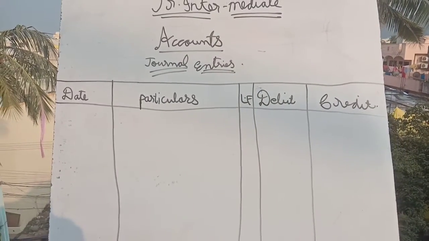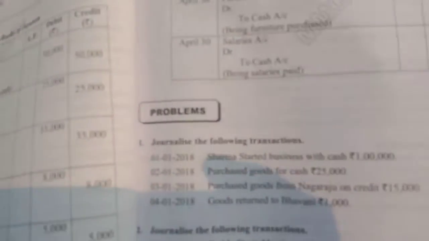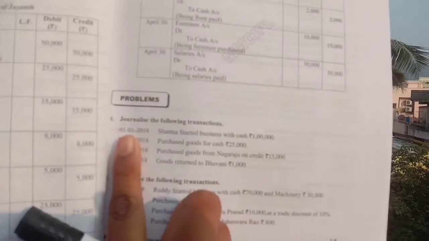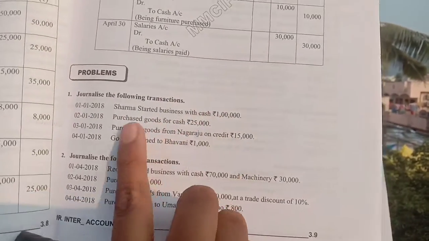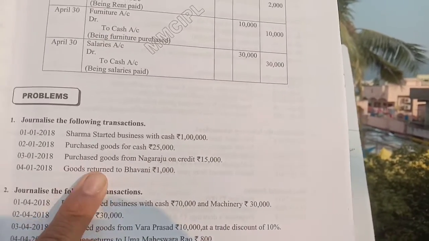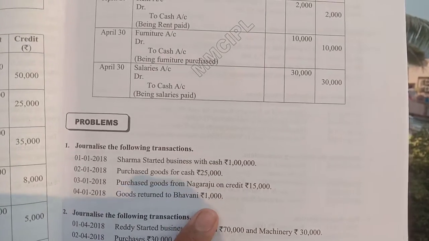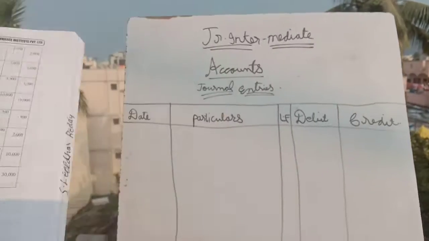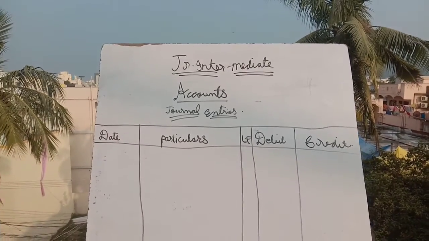So friends, here you can see the first problem. Problem number 1. On 1/1/2018, Sharma started business with cash 1 lakh and purchased goods for cash 25,000 and purchased goods from Nagaraju on credit 15,000 and goods returned to Bhavani 1,000. So we will make journal entries for these transactions in our journal chapter first problem.